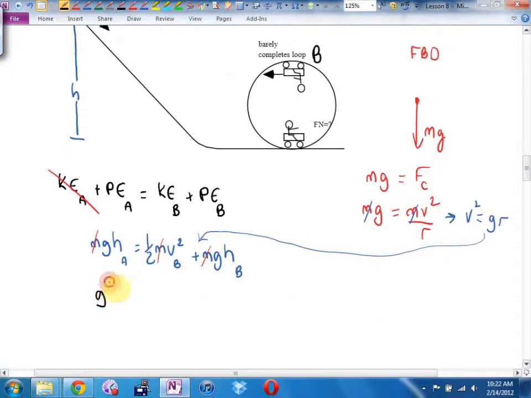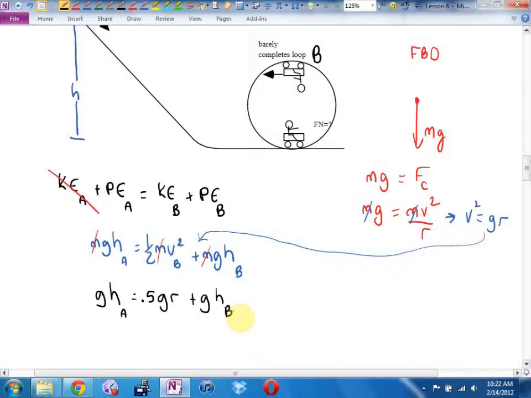G times the height at A equals, I'll replace the 1/2 with a 0.5, V squared, which is actually Gr plus... And now something really bizarre happens. What do you notice about the gravitational field in this question? G, what happens? They also cancel. Say what?